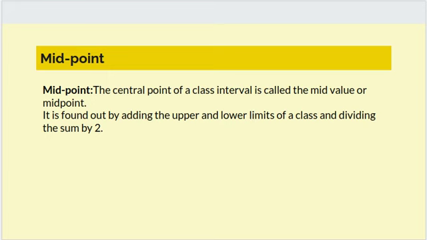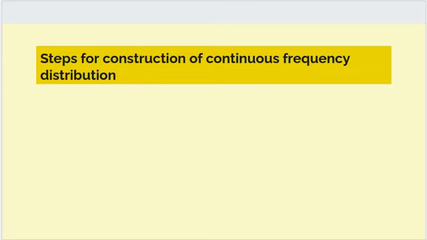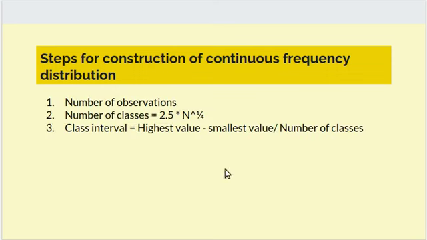And next is the steps for constructing continuous frequency distribution. So we are looking into continuous frequency distribution. So the steps are like, firstly we should find the number of observations. Secondly, find the number of classes using the formula 2.5 into n to the power 1 by 4. N is nothing but the number of observations in a raw data. And the class interval, how you find is highest value minus smallest value divided by number of classes.